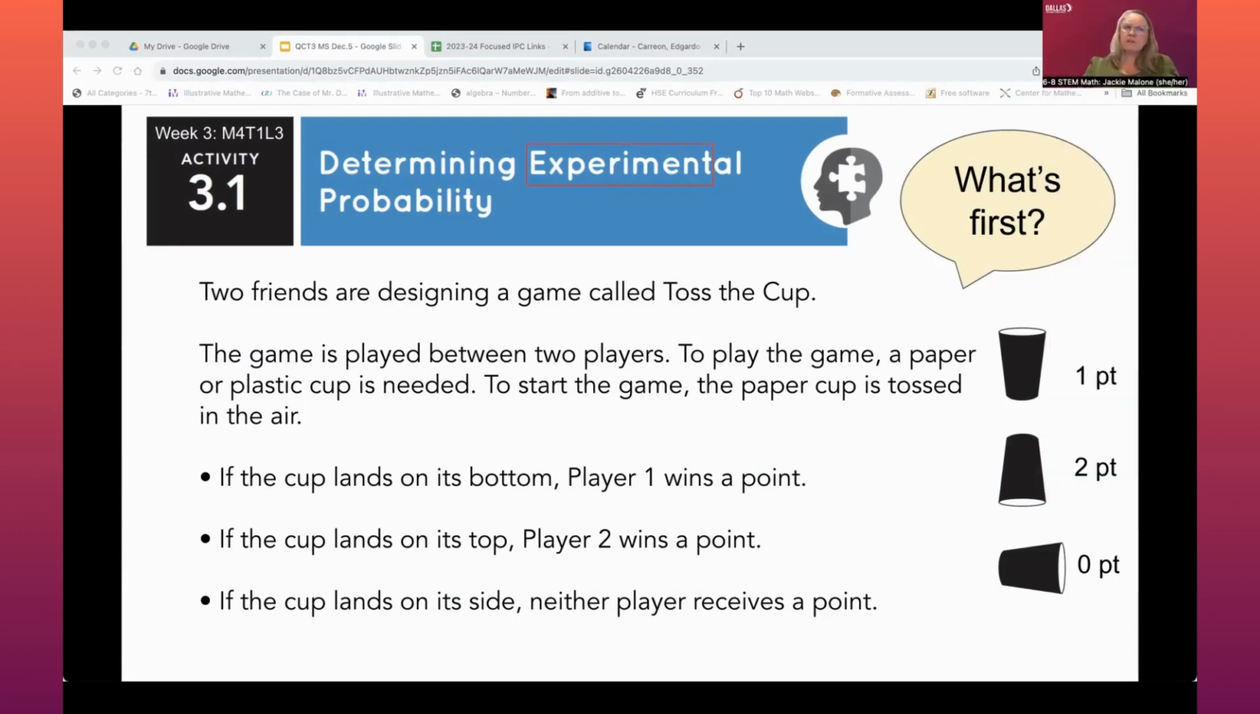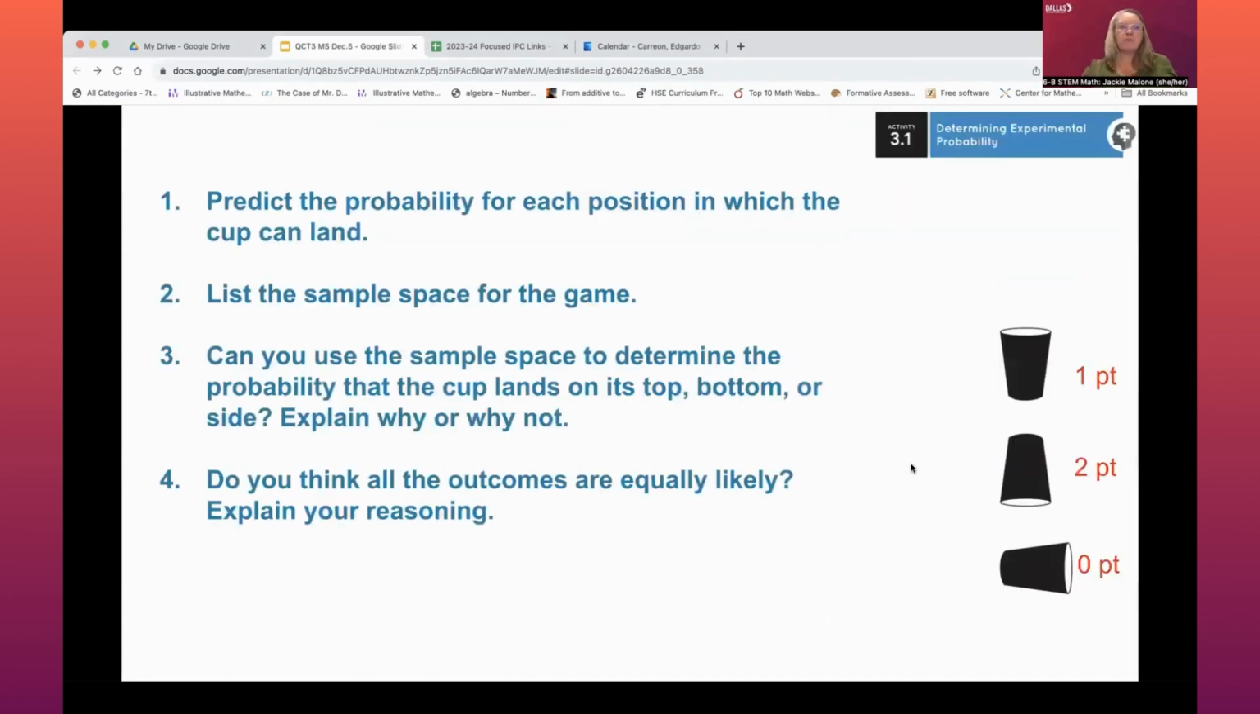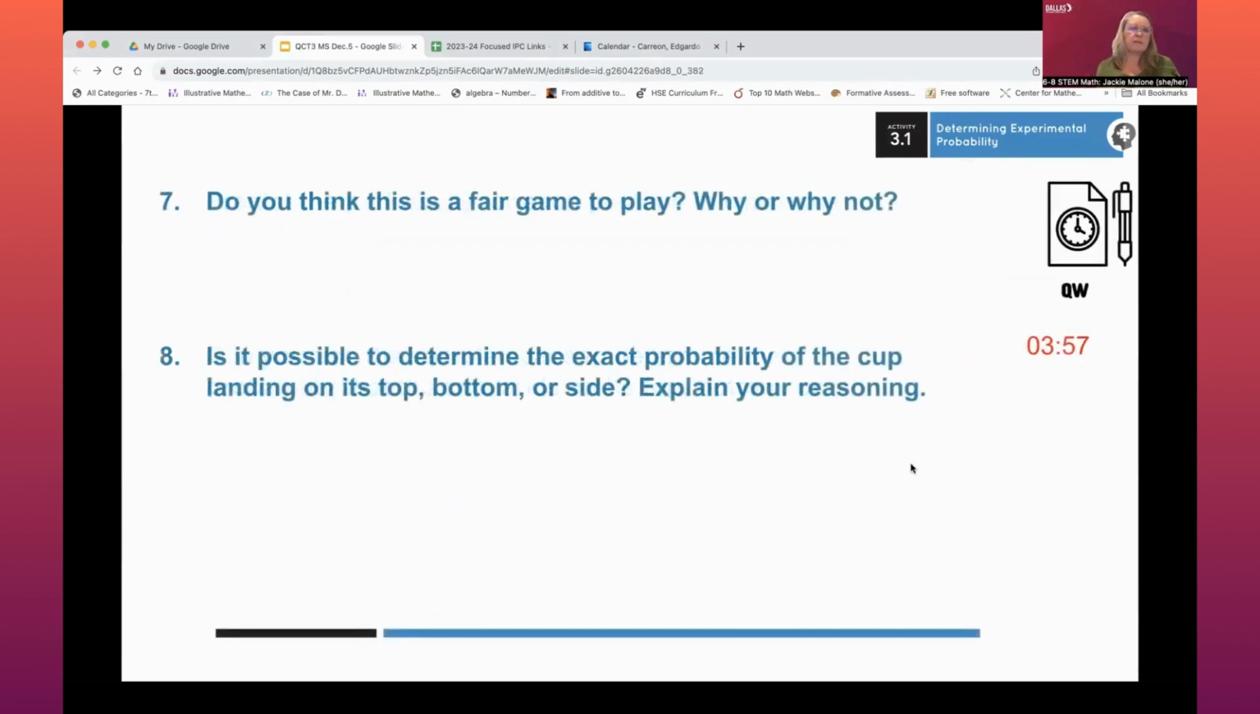is this a fair game? If we go to the next slide, because this is just sort of background information for you before we get into it. Okay, so it's predicting, it's looking at are the outcomes equally likely. And then at the very end on the next slide, we're going to skip to the last question. The last two questions: is it fair?